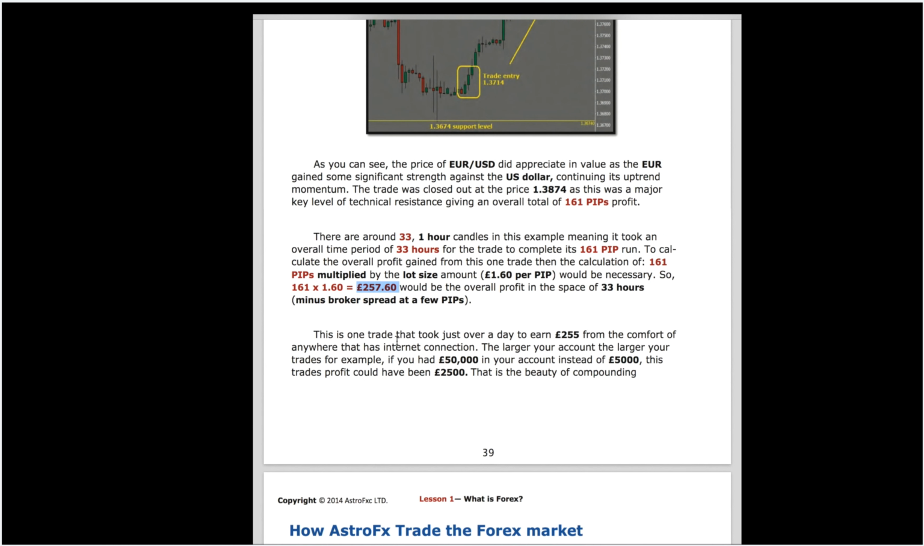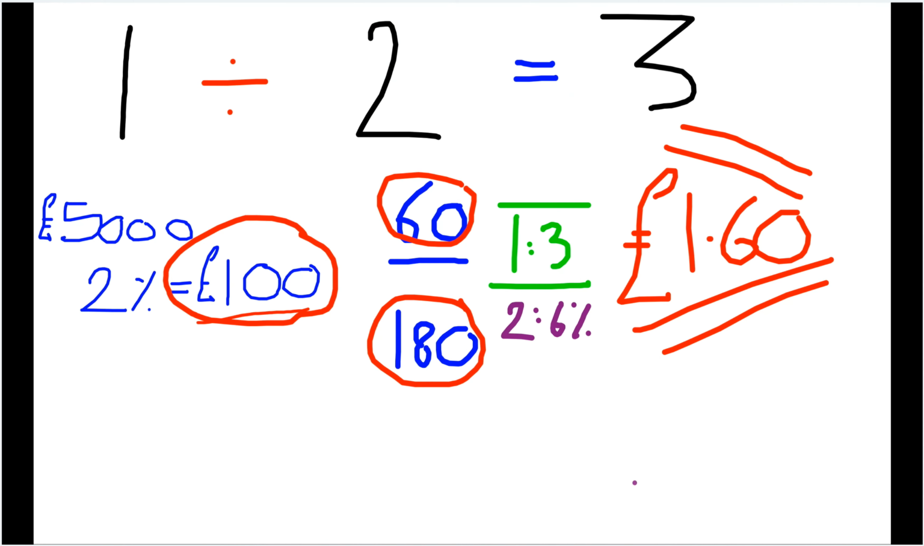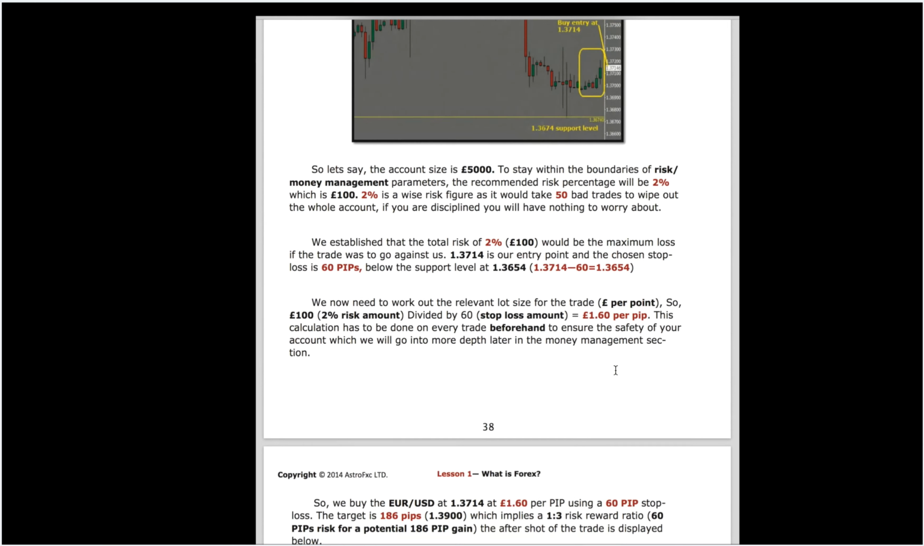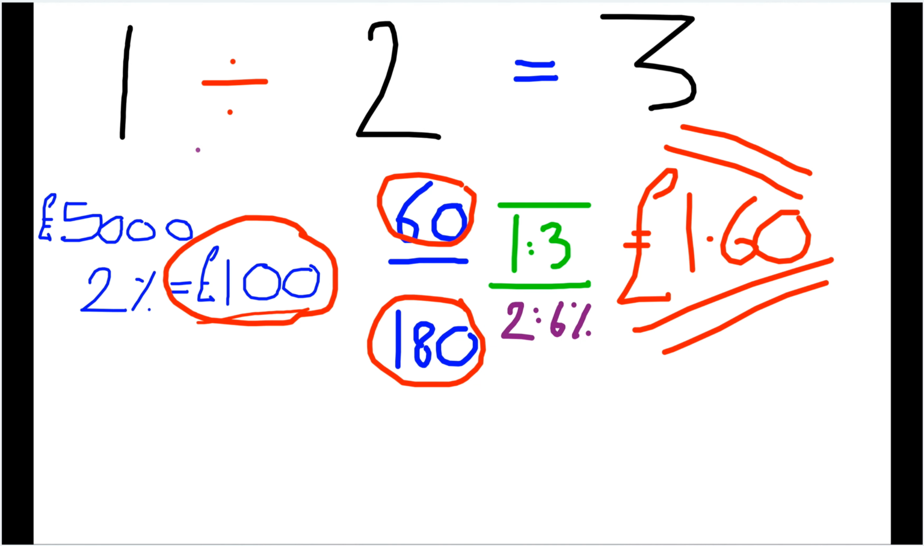Now, this one trade that took over a day to earn £255, the larger your account, the larger your trades. For example, if you had 50,000 in your account and you wanted to risk 2% on 50K, that trade's profit would have been 2,500. Obviously, scaling up the lot size, scaling up the risk, scaling up the volume in conjunction to your account balance. So guys, that's a calculation there. Thought I'd run over this just to ensure that we're on the same page. So there's 3 steps, 1, 2, and 3. I'm going to cover this later. I'm going to go through examples. There's a section in the book as well about money management. But as I say, I'm going to relate this to risk, reward, and so on.